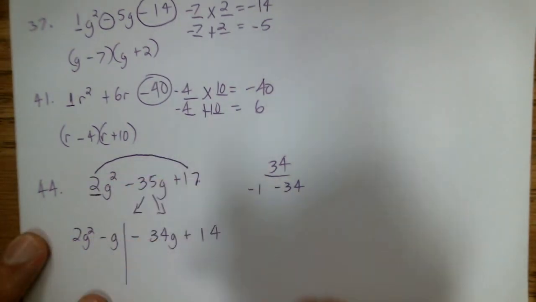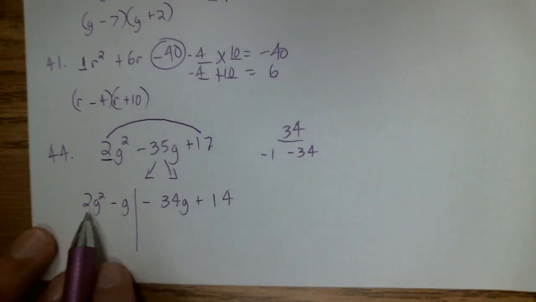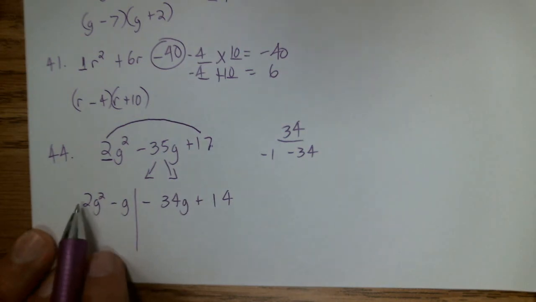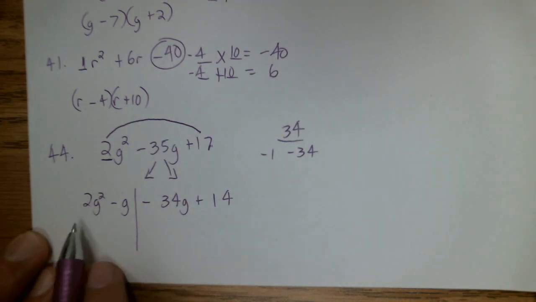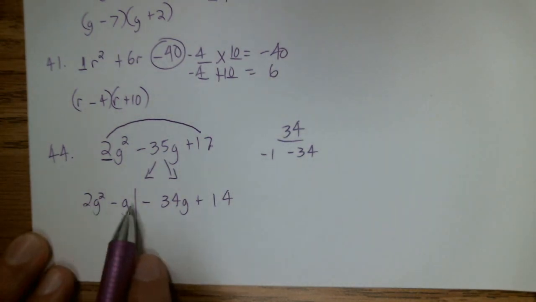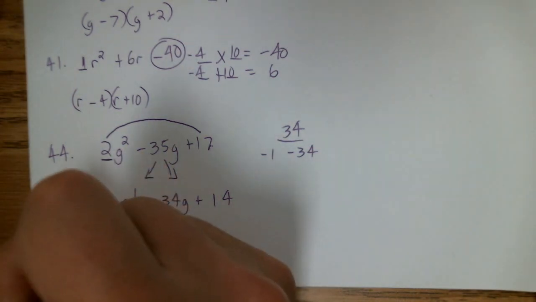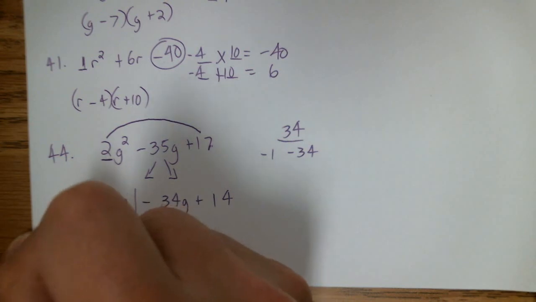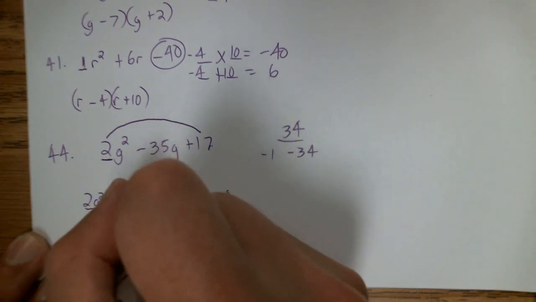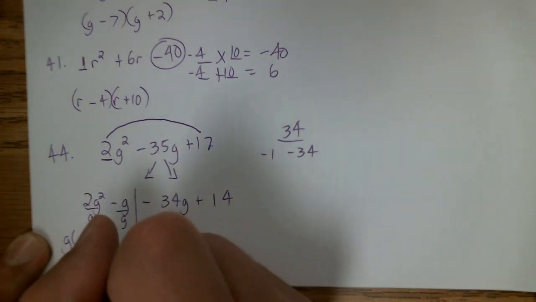Now notice I can group. I can draw my curtain thing. What can I pull out here? And again, guys, I only need to pull out a negative GCF if the front term is negative. This is a positive, so the GCF on the left is going to be positive. I can't pull out a number, so all I can pull out is a g. What will that leave me with? Well, 2g squared over g is going to leave me with 2g. Negative g over g is just negative 1.